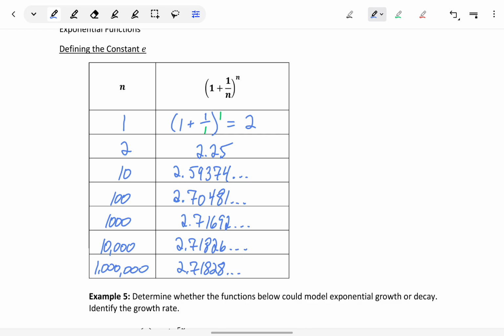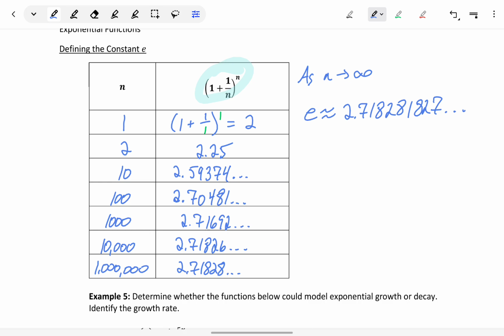So our constant e is defined by taking this expression, 1 plus 1 over n to the nth power, as our value for n goes to infinity. As we continue plugging in larger and larger values, we would get closer and closer to this approximation for e, which is 2.718281827. And really that decimal value would just keep going infinitely on.